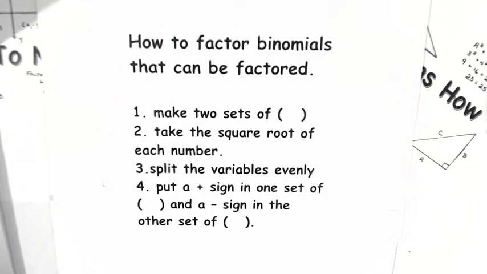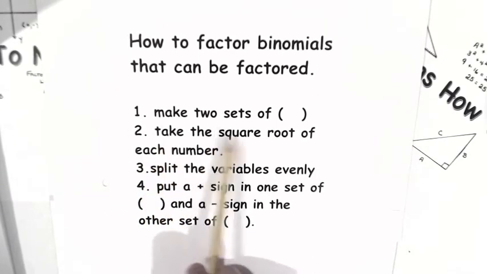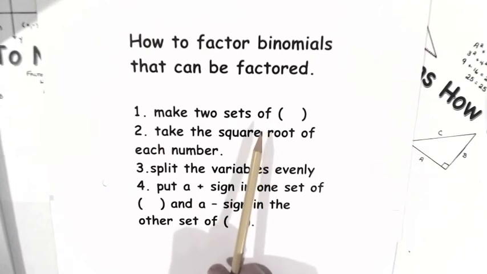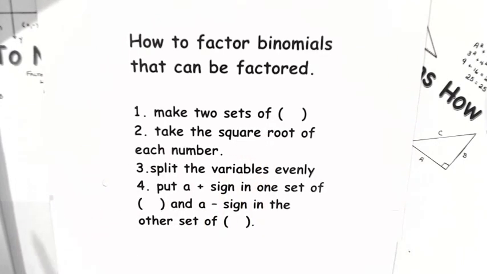Once we determine that the binomial can be factored, here are the rules or the procedure that we're going to go through to actually factor it. So the first thing you're going to do is make two sets of parentheses. These two sets of parentheses represent the two factors that you're factoring this out into.